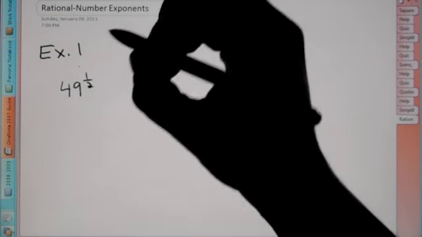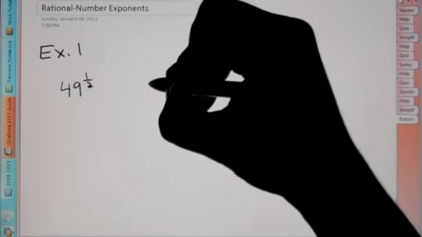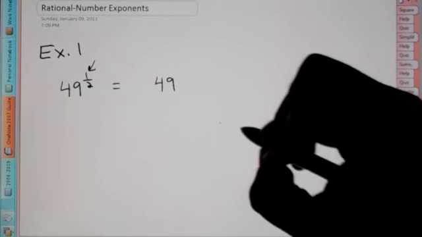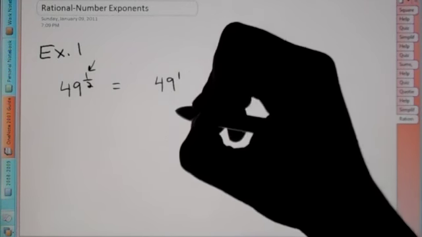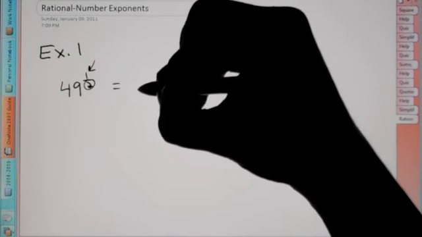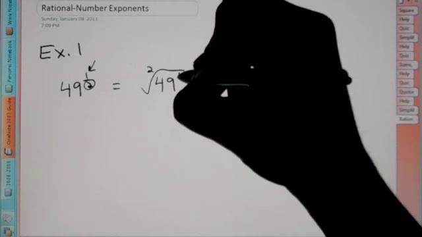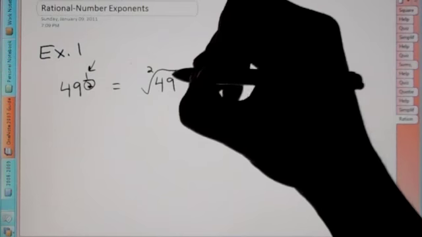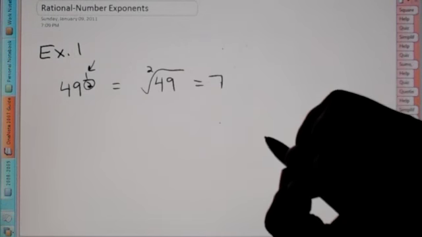When you're dealing with exponents that are fractions, the easy way to handle this is to rewrite the 49. The numerator of the fraction we're going to put right next to the base, the 49. And this 2 right here is your index that goes on the outside of the root. So now we're talking about the square root. Technically, we don't have to write the 1. So we're talking about the square root of 49, which is 7. So that's how we solve a problem like this.